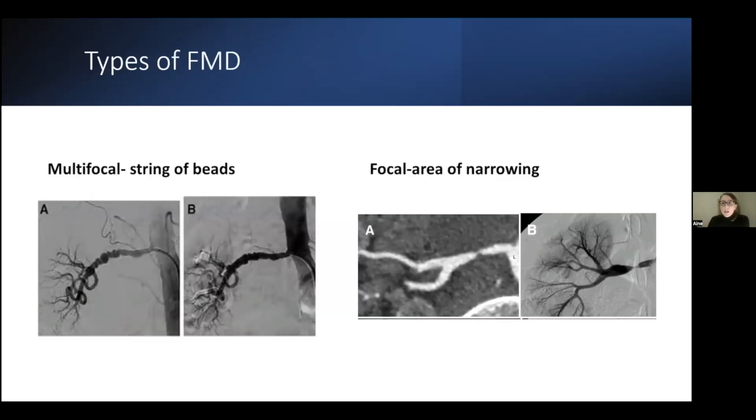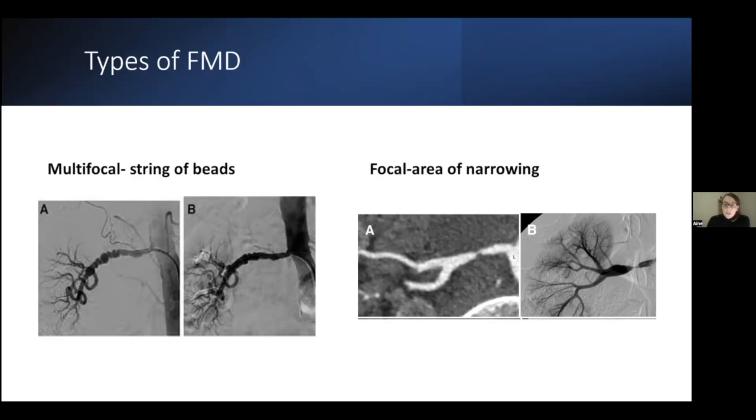So as I mentioned, there are two types of FMD. There's the multifocal FMD, which is the stereotypical string of beads manifestation that's seen on imaging such as angiograms. So here on the left, you see what we call the multifocal FMD, or the stereotypical string of beads, which is dilatations and narrowing of the blood vessels that presents in this way on imaging. Here you see two images of the renal artery on an angiogram, and you see that stereotypical string of beads, or pearl necklace type manifestation of FMD.